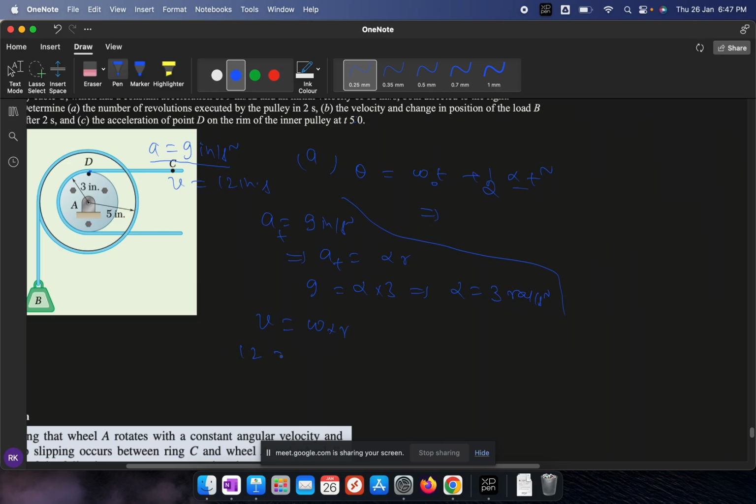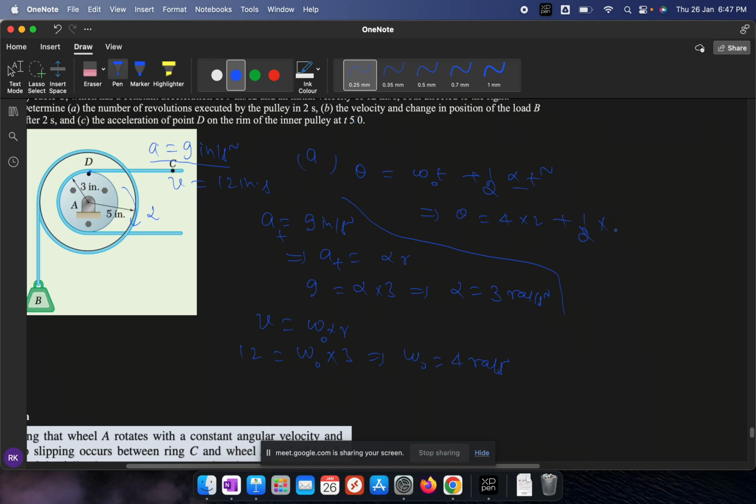So V is also already given, and omega we need it, that is initial, into 3. So here we will get omega naught equal to 4 radian per second. Now substitute everything. So here you will write theta equal to omega naught t, means 4 into 2, plus 1 by 2 into alpha. Here I have assumed that the alpha direction is like this, so the direction of omega and alpha are the same, that's why I have written positive.